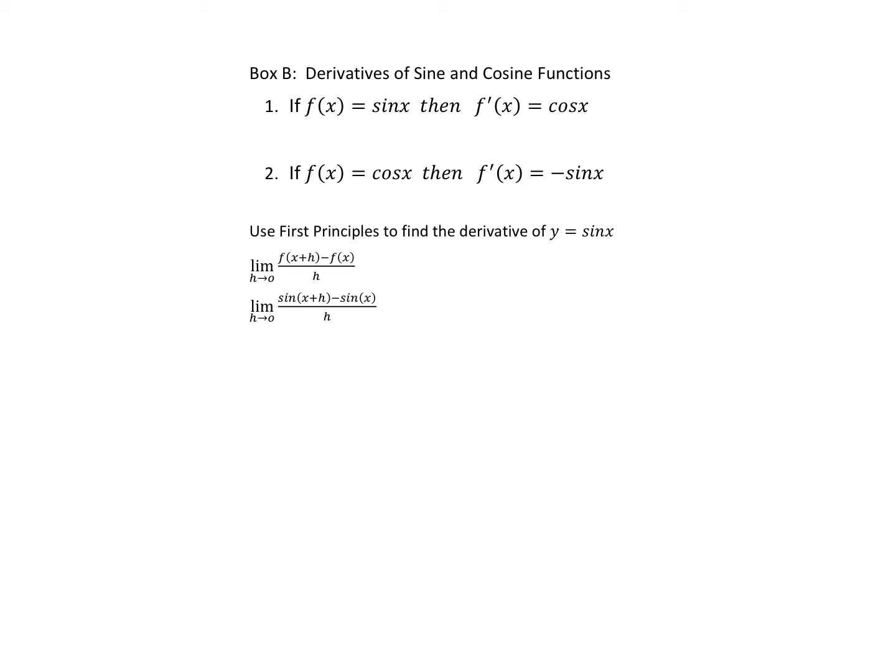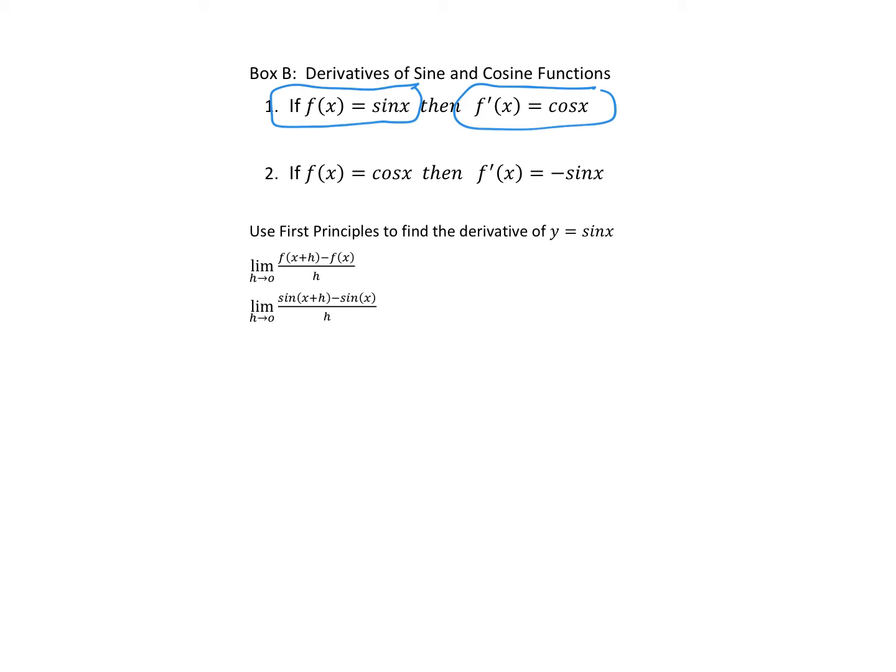So in box B, you're looking at derivatives of sine and cosine. If f of x equals sine x, its derivative is going to be cosine x. And if f of x is cosine x, its derivative is minus sine x. What I'm going to do is try one of these out using first principles just to verify that this is indeed true. So we're saying if f of x is sine x, its derivative would be cosine x.